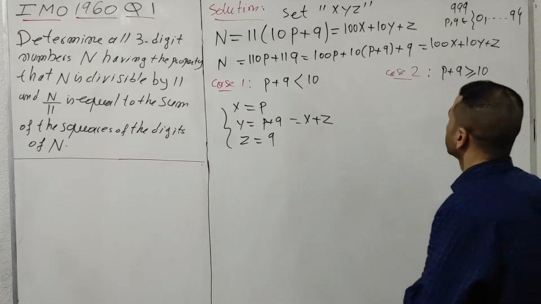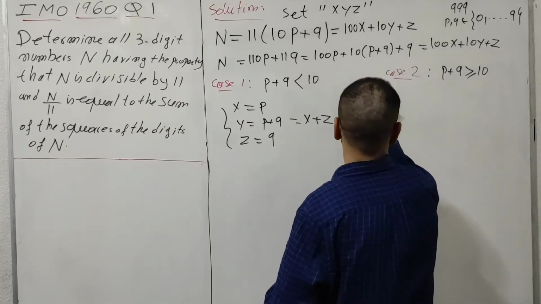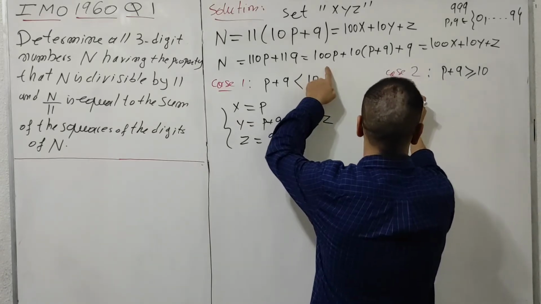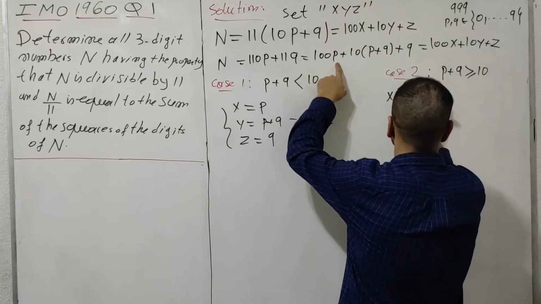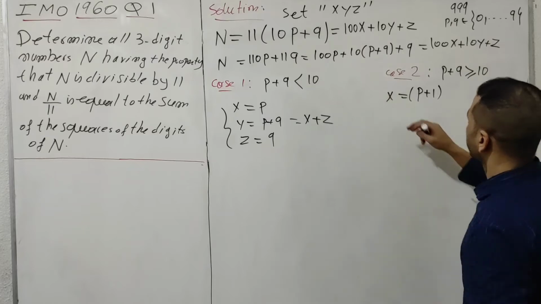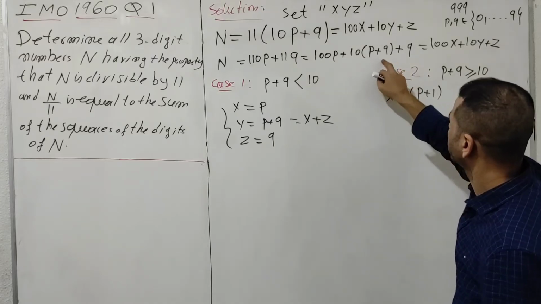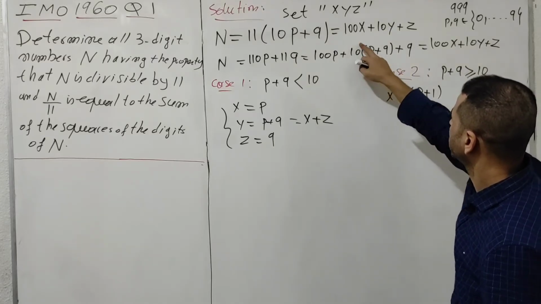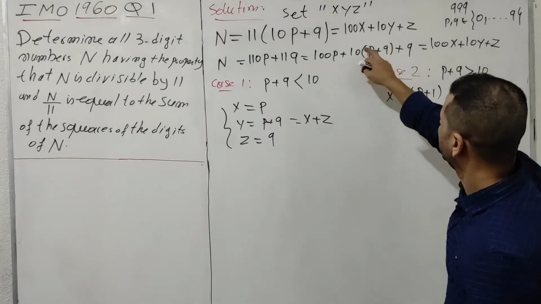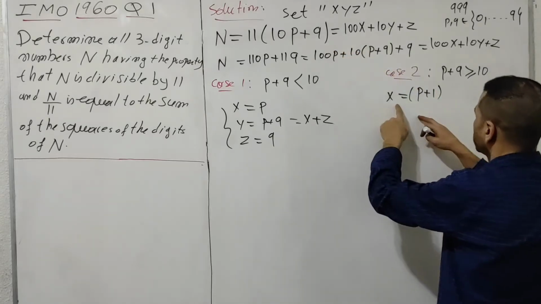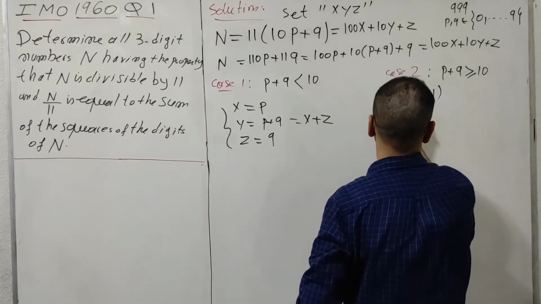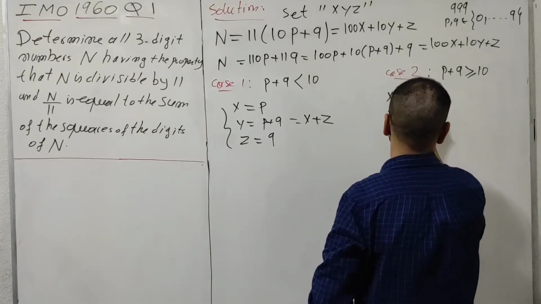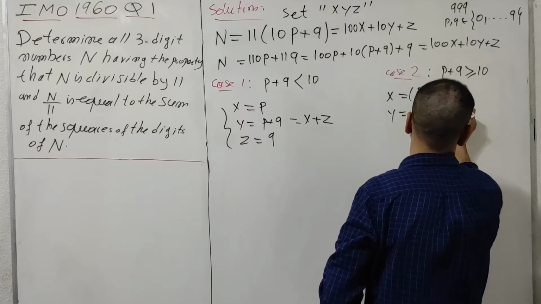Okay, so that means I will have x equal to p plus 1. For example, let's take p plus q equal to 11. This 11 is not going to stay here. One digit has to carry towards 100. So x equal to p plus 1 here, and y has to equal p plus q minus 10.